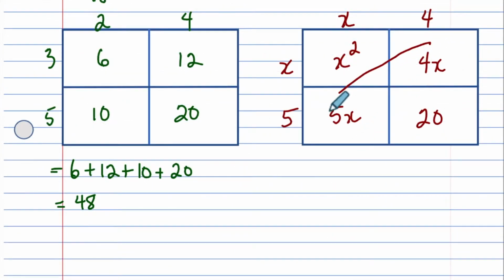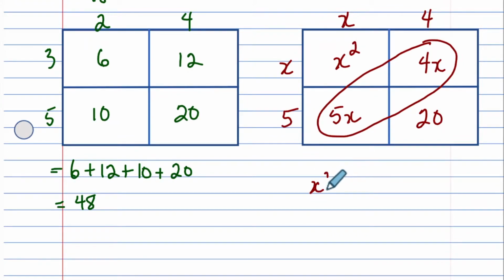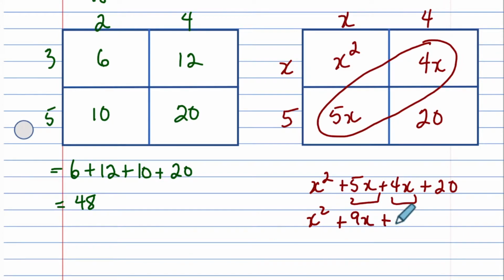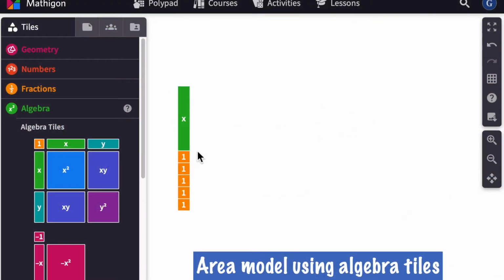Now what we'll do is we'll collect our like terms. We have x squared. We're going to add up 5x and 4x, and then we have the 20. These two are like terms. X squared stays, 9x plus 20. X plus 5 and x plus 4.